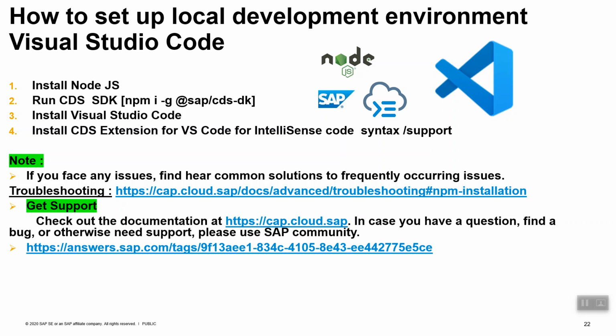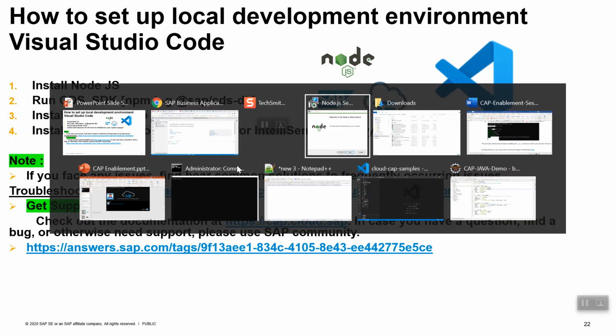In this tutorial we will see how to set up your development environment if you are going to develop Node.js applications or any CAP Node.js applications. The first step is you need to install Node.js from the Node.js website, then run the CDS SDK command as mentioned here, then install Visual Studio Code, then install the CDS extension for syntax support. Let me go to the browser again.